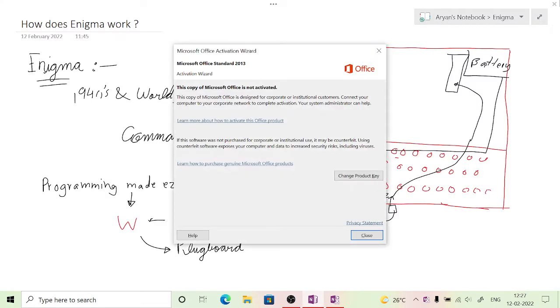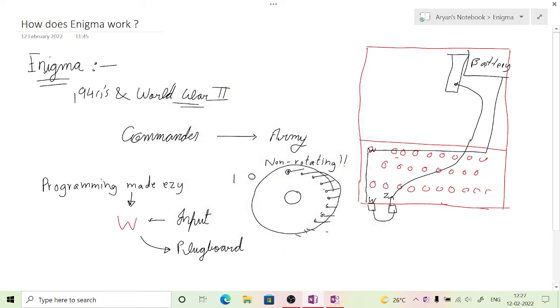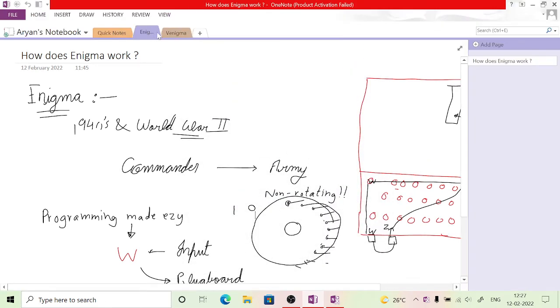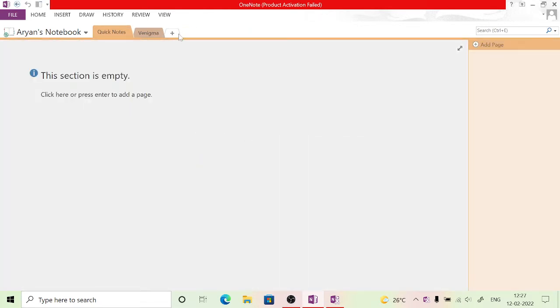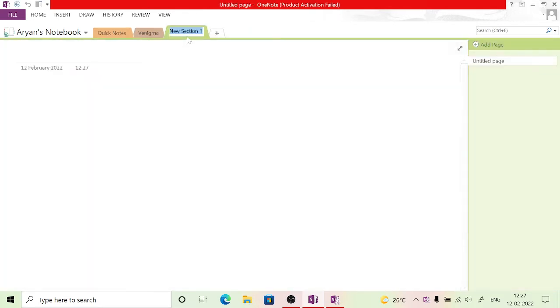Basically this is somewhere where I was practicing and everything is way too raw here. So let's make another one called Enigma and name it how does the Enigma machine work. So there are going to be two parts of our video, friends.